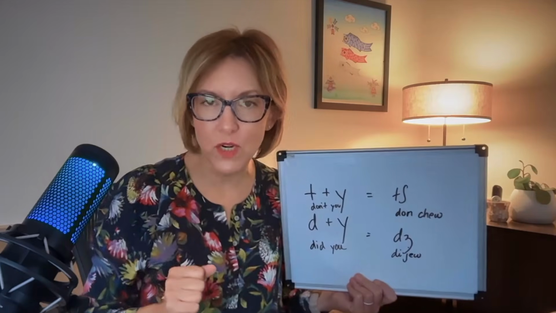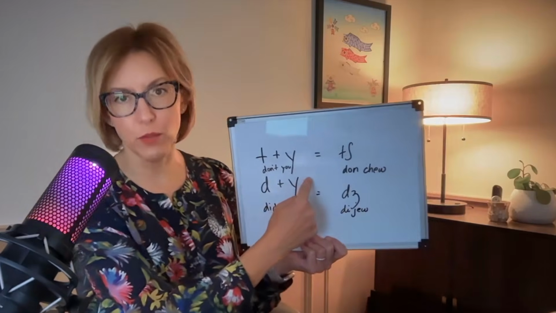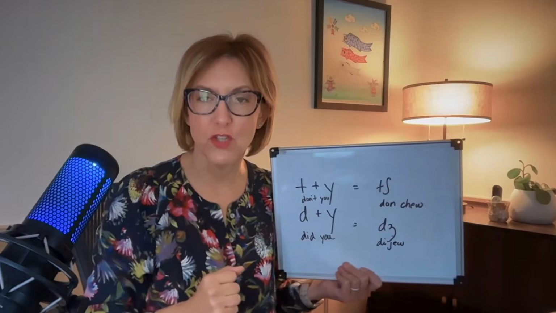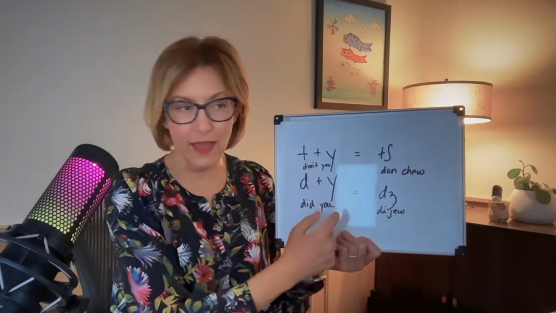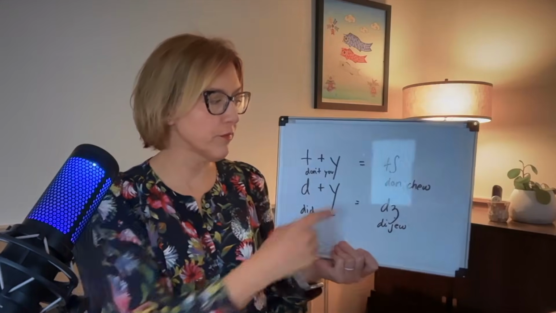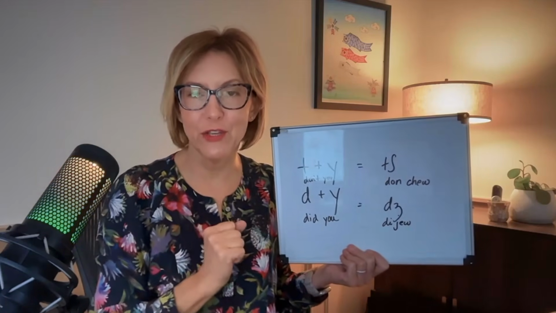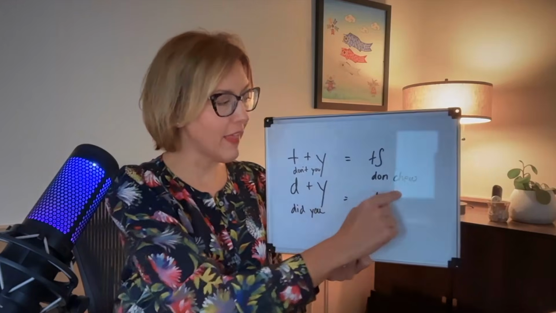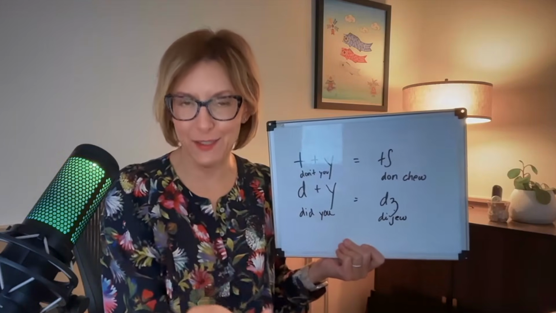These are all fancy words. You don't need to remember them. All you need to know is that the T plus a Y becomes a ch sound. Ch, ch, ch. And the D and the Y becomes a J sound. J, j, j. So I'm using the phonetic transcriptions here so that you can see the sound here. And then down here, I'm actually using traditional phonetic spelling.